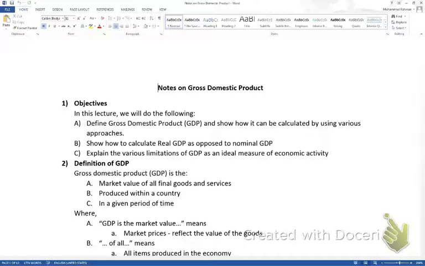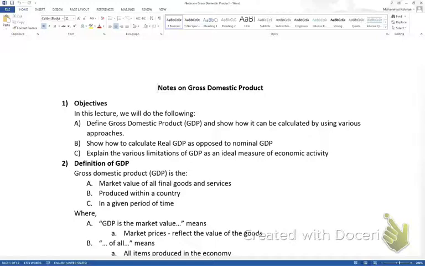We will conclude this chapter by trying to distinguish between two concepts called potential GDP and the actual real GDP. That will be mainly in the second lecture. So in the first lecture, we are mainly going to cover the first two, at least the first one: define gross domestic product and the various ways of calculating the GDP. So let's start with the definition of GDP.